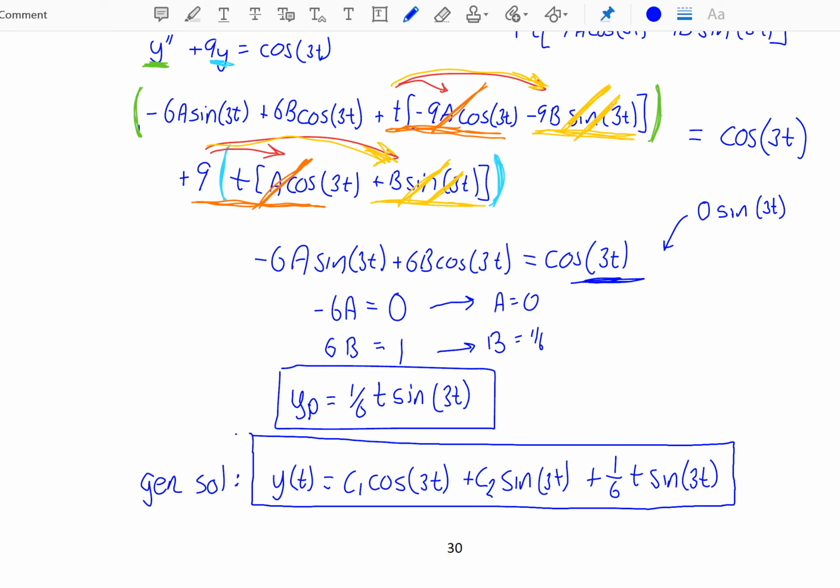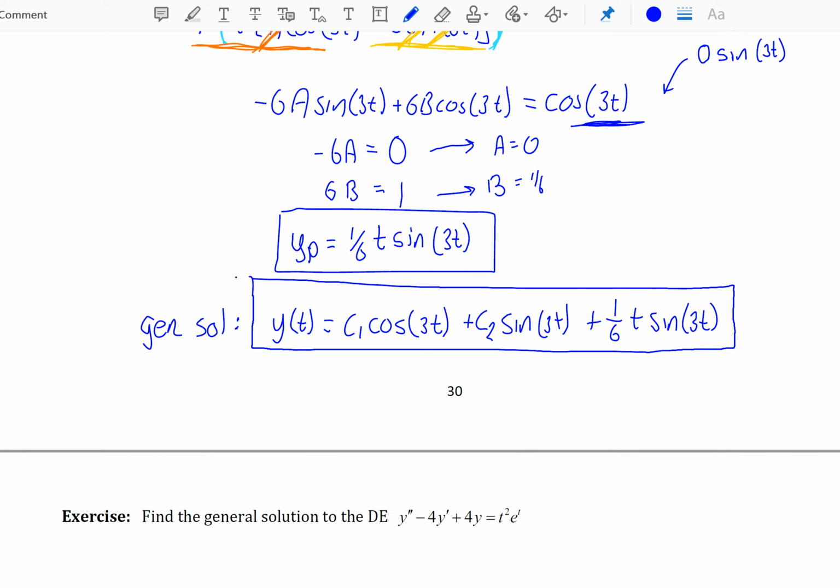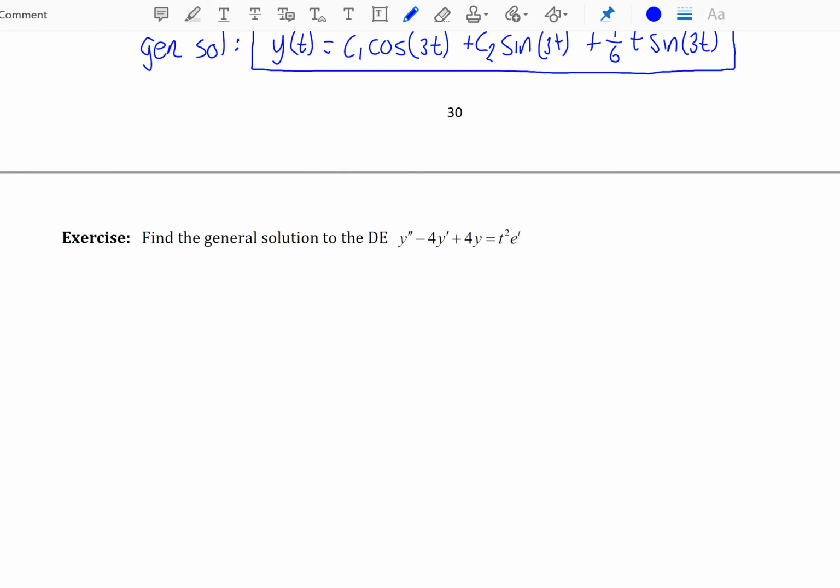Okay, I have one more example I'd like to do with you. Let's find the general solution to this differential equation. And I'd like to pause for a moment while you find first on your own the homogeneous solution. So if you could pause the video, find your homogeneous solution, afterwards come back and let's make sure that we agree. I'll see you in a moment.